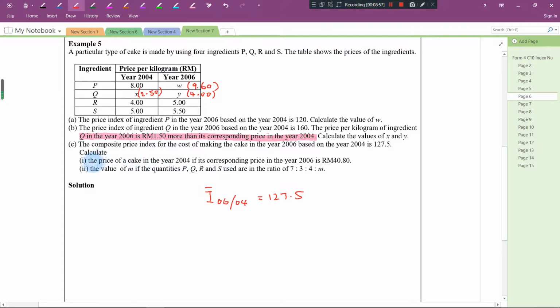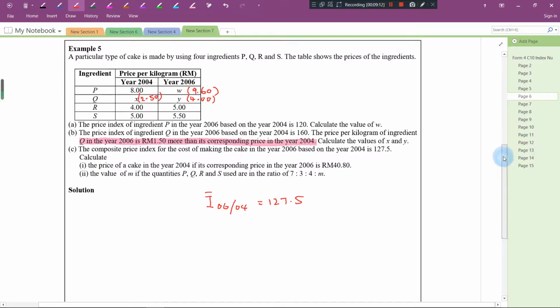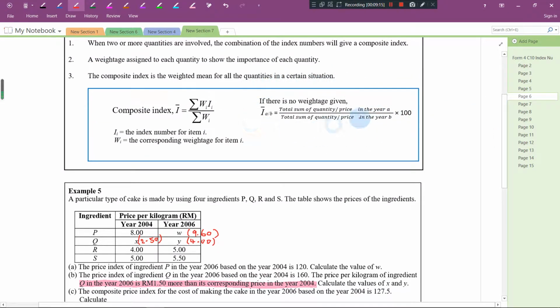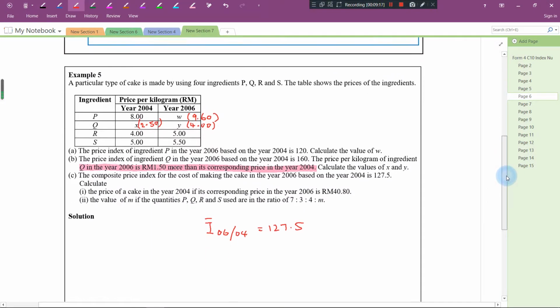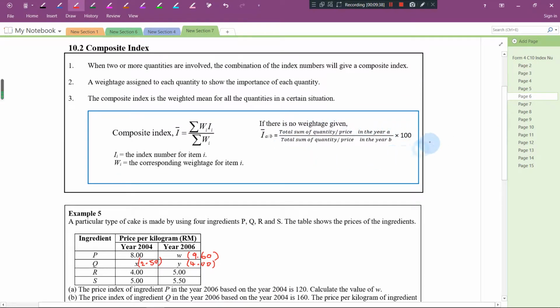So now part 1, we want to calculate the price in the year 2004 if its corresponding price in the year 2006 is 40 ringgit and 80 cents. Here we don't have the weightage, right? I am going to apply this formula to help me get the price in 2004. The price in 2006 based on the price in 2004 times 100. Now I'm using this formula.